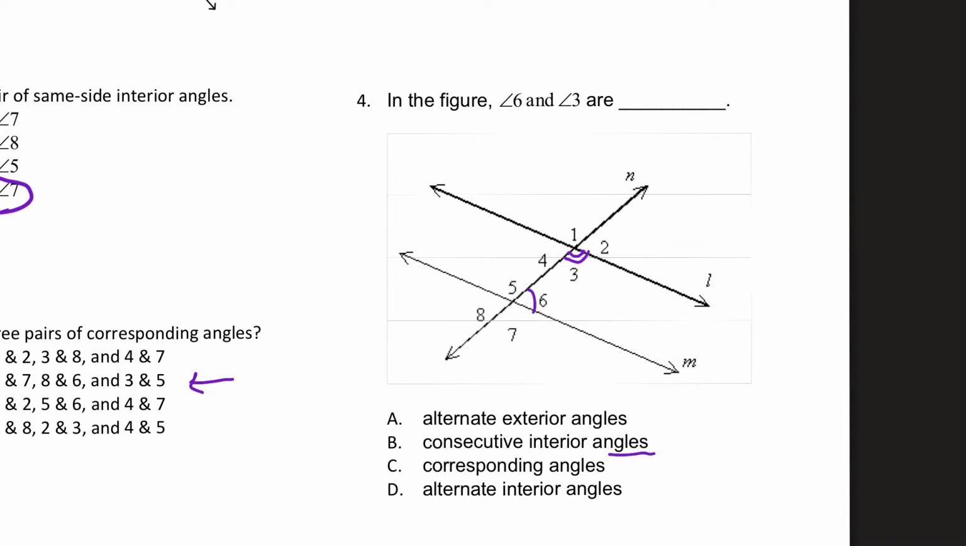Also, consecutive interior angles, if the lines are parallel, are supplementary, not congruent. So the fact that 3 is obtuse and 6 is acute should give that away.